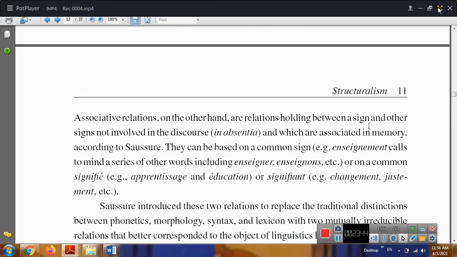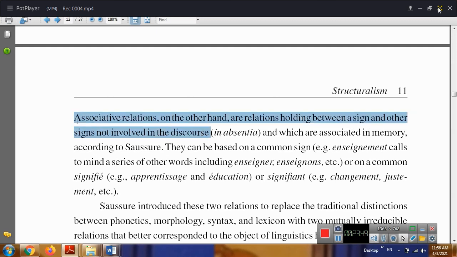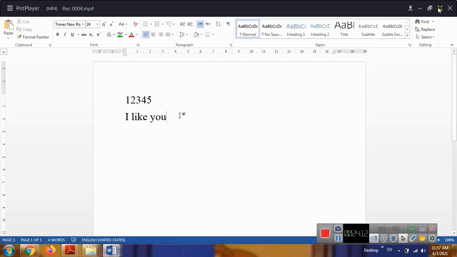Associative relation. In associative relation, we told you that it is the relation holding between a sign and other signs not involved in the discourse. This is the definition of associative relation. You should know that there is a relation between the sign and the other signs not involved in the discourse, and which are associated in memory, according to Saussure. Okay, I want to explain it through this sentence.